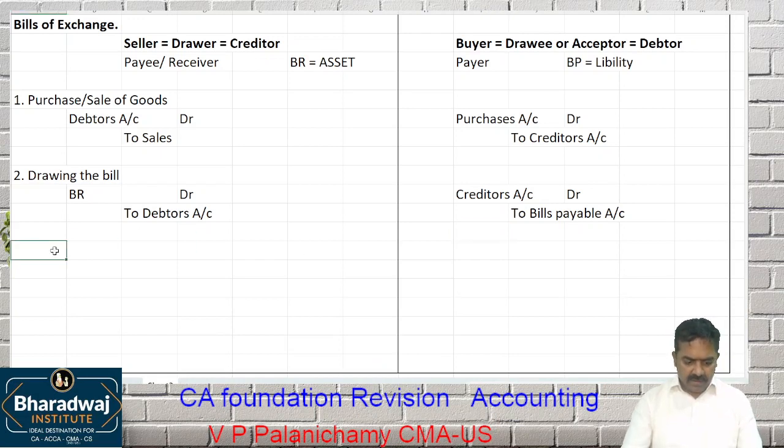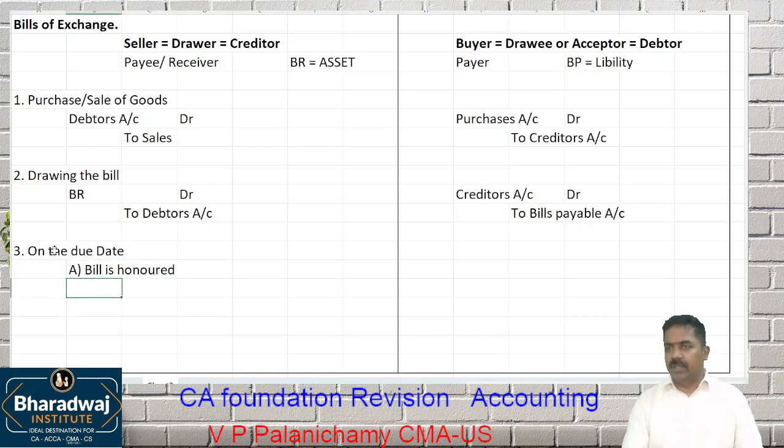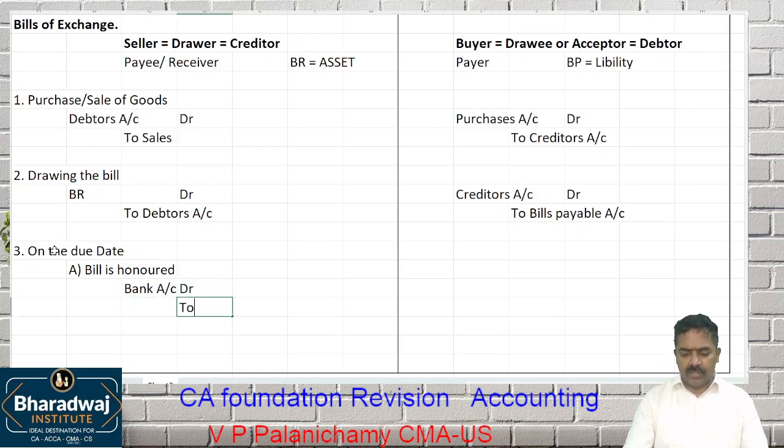Then let us assume you are holding the bill for 3 or 4 months. On the due date, there are two possibilities. The bill is honored, which means you are getting the money. The entry is cash or bank account debit, to bills receivable account. The other party will pass: Bills payable account debit, to bank account, or cash account.